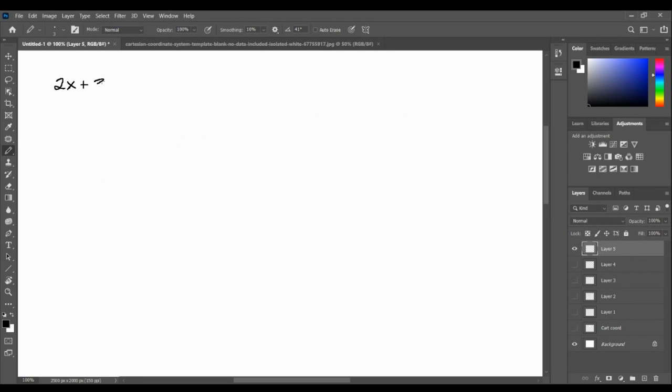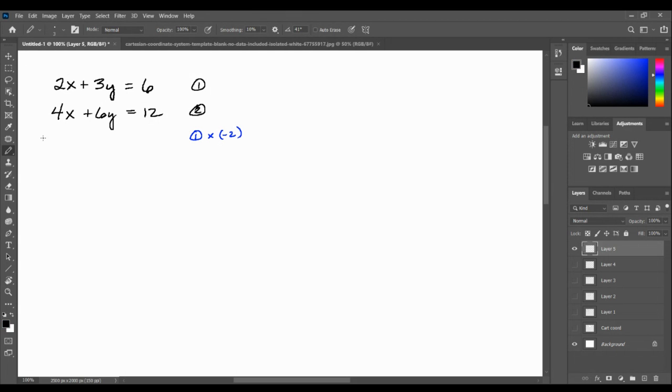2x plus 3y equals 6, and 4x plus 6y equals 12. So we've got equation 1 and equation 2. It looks like if I multiply equation 1 times negative 2, then the x's will be eliminated.